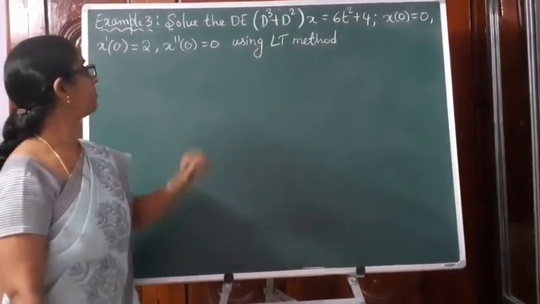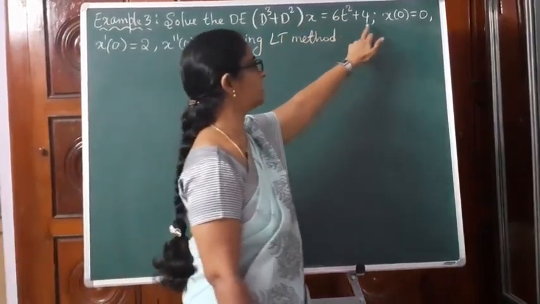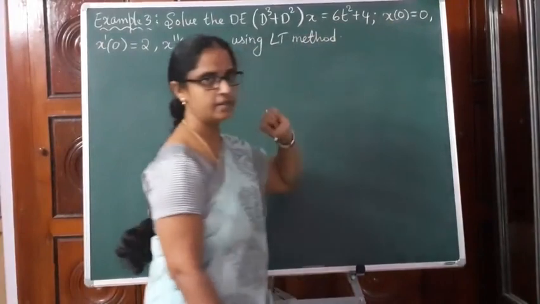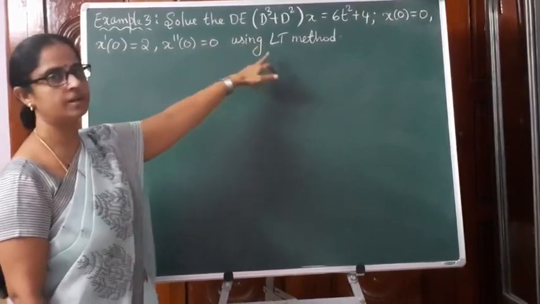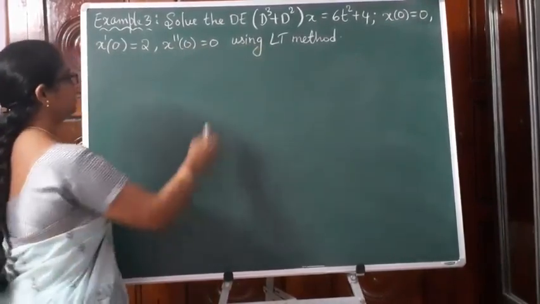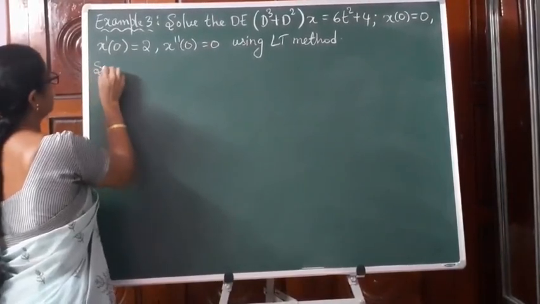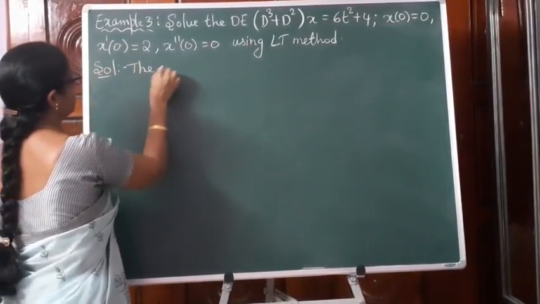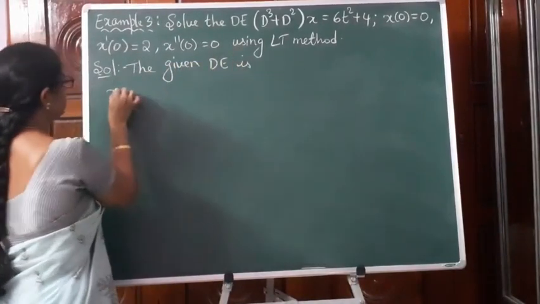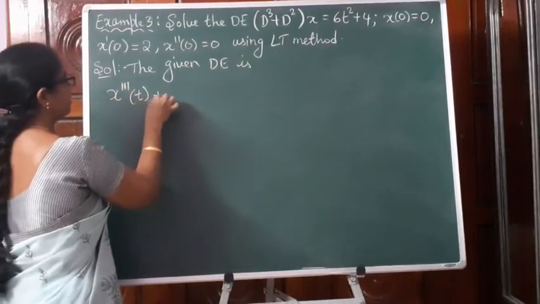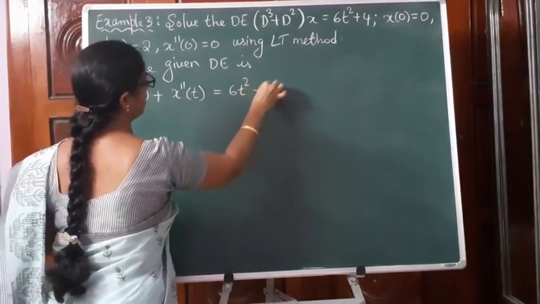Here we go with another example. Solve the differential equation d³x plus d²x is equal to 6t² plus 4, given x(0) is 0, x'(0) is 2, x''(0) is equal to 0, using Laplace transform method. So we first write the given equation in terms of x triple dash and x double dash. The given equation is x'''(t) plus x''(t) is equal to 6t² plus 4.